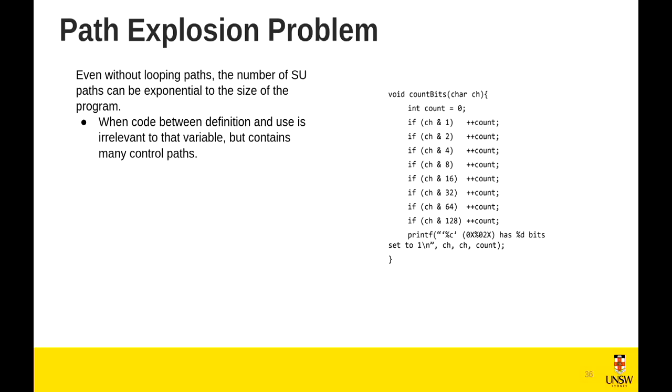This is a definition, this is a use. This is also a definition. So if we want to reach the use here, we may need to go through a lot of if branches here. And whenever we reach an if branch, we have doubled the number of paths. So this will give us a path explosion problem even without loops.